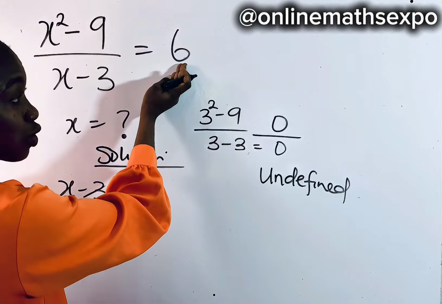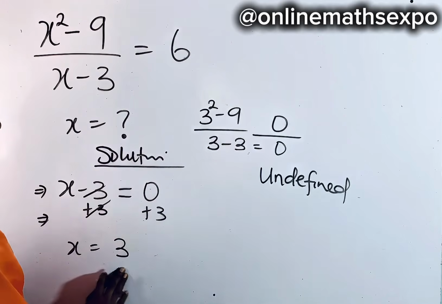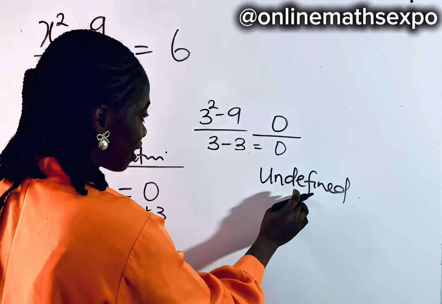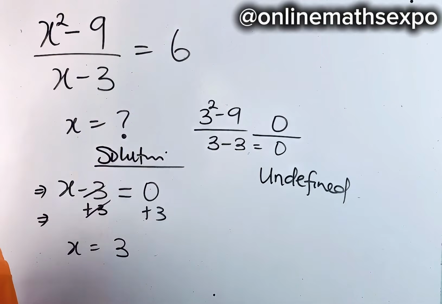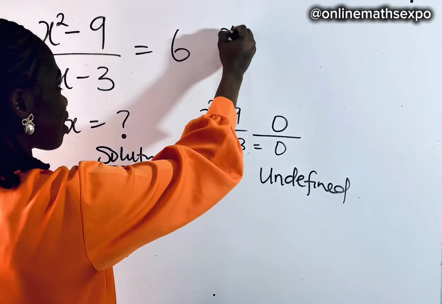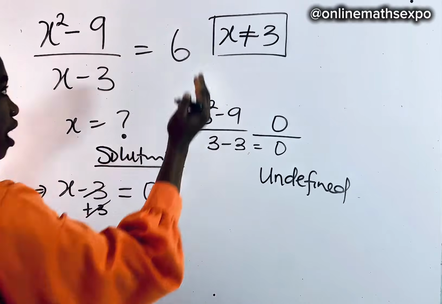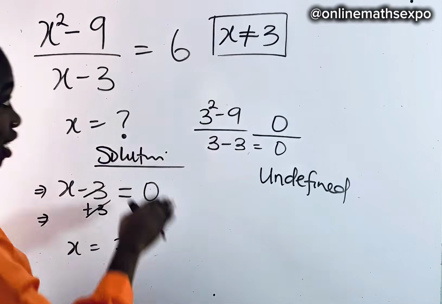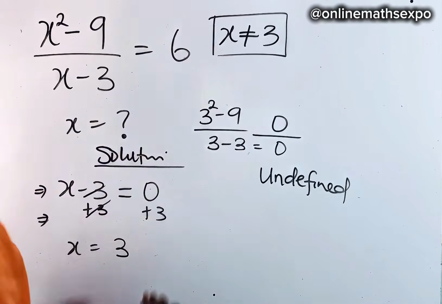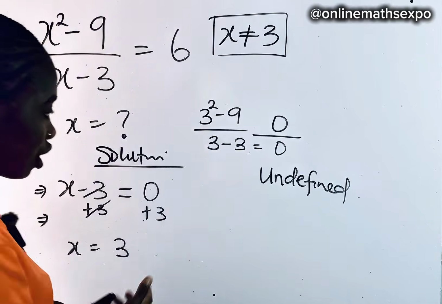If the left side gives you this, it means it should not be equal to 6, because what we have at the right side is the number 6. But putting x as 3 in the left side has given us an undefined statement, which is not equal to 6. So the domain of x should not contain x equal to 3. x equal to 3 is not part of the values of x that will satisfy this equation.